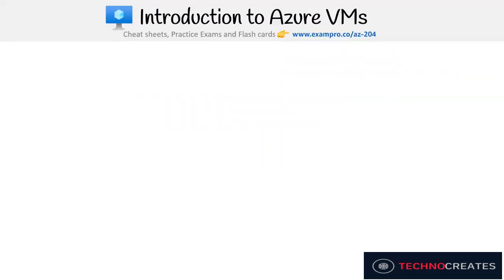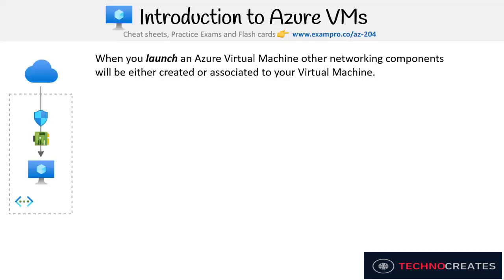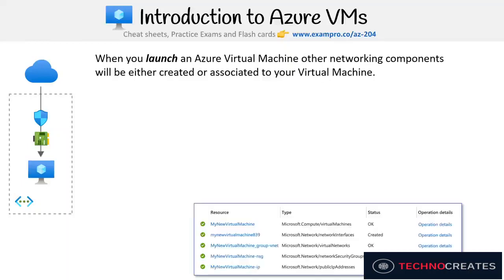Now, just to give you a quick visual of what's actually happening when you launch an instance, because when you do launch a virtual machine, there are other networking components that are going to be created or associated with it, and you definitely need to know all these components. So I have this nice diagram, and we're going to do a quick run through with it. When you do launch a virtual machine, it gives you a list of all the components that it creates. This is very common with most Azure services, and sometimes they'll put it within a resource group for you so that they're all grouped together, which is very nice.